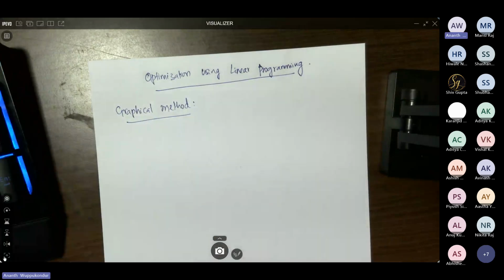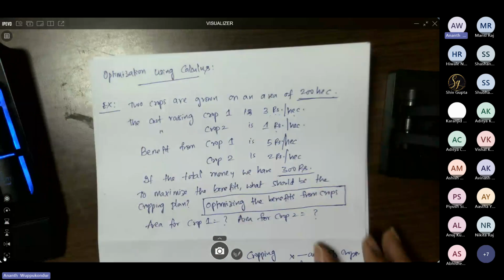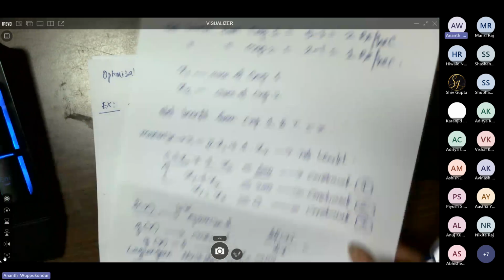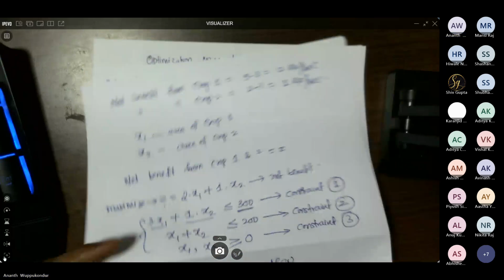So for that, we are going to go back to the same example, which is about the two crops that we are talking of. We have been talking about these two crops for almost 3 to 4 lectures now. So let us find out the solution for this. The given data, as usual, has been converted into mathematical equations. And now we are going to make use of a graph to solve this. How do we do that?